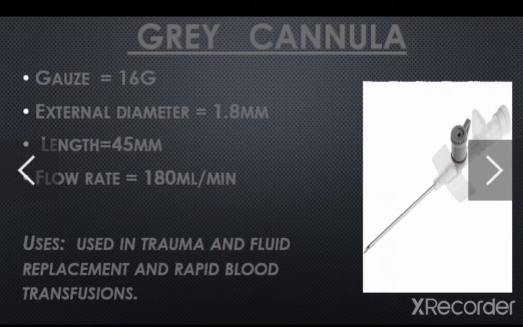These types of cannulas, like the orange and the gray one, have a higher flow rate because the gauge is minimum. Because the gauge is minimum, the flow rate is higher. We can easily and quickly rush the fluid in the case of poisoning. It is mainly used when we have to replace the fluid rapidly. In case of poisoning or any drug poisoning, we can easily rush the fluid to wash out the internal body. And it is also used in rapid blood transfusion.